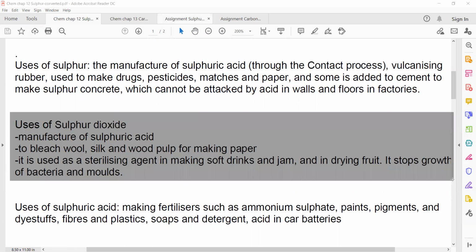It is used in the manufacture of sulfuric acid. It is used to bleach wool or wood pulp, silk or wood pulp. It is used as a sterilizing agent in making soft drinks. Sterilizing agent means it does not allow the bacteria to grow, that's why it is used as a sterilizing agent. It's also used in drying fruit, to stop growth of bacteria and molds. So these are the uses you have to learn.